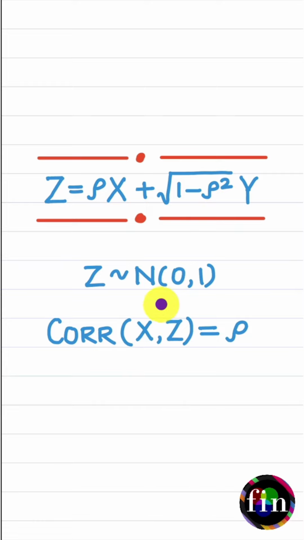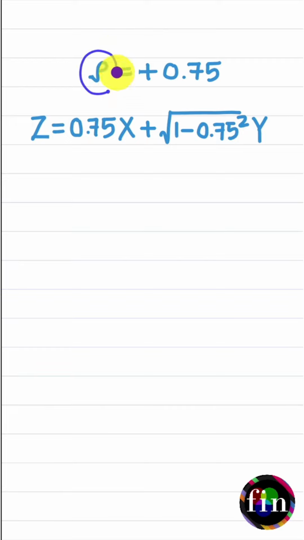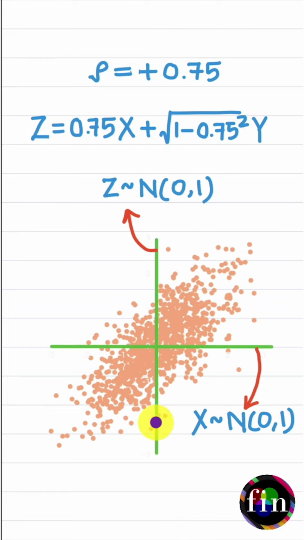To see this in action, let's work with a specific value of rho. Let it be plus 0.75. In this case, this is how z will be constructed. And if I were to plot the scatter plot of x and z, it comes out to be this tilted ellipse which has been stretched along this positively sloped direction. This gives me this visual comfort that indeed the correlation between x and z is this specified value of plus 0.75.